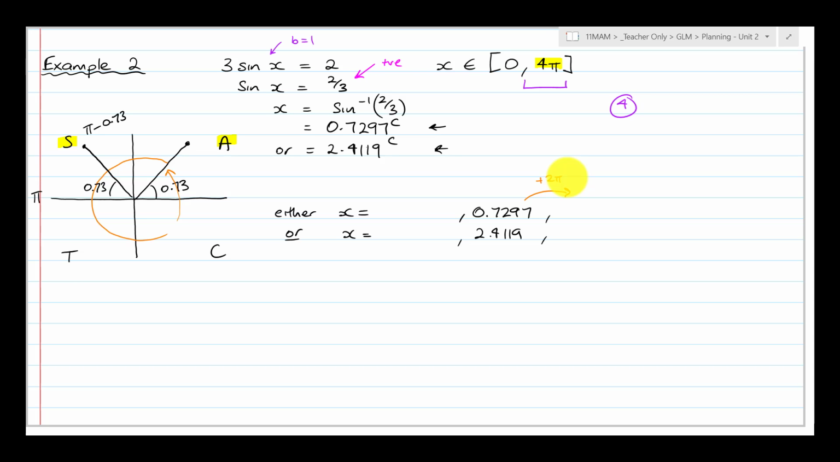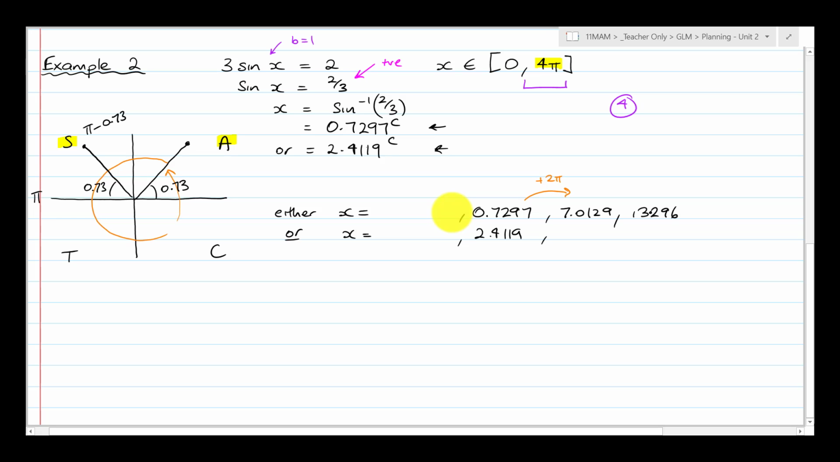297 plus 2 times shift pi, and I get 7.0128. Sorry, 7.0129. And my next solution is if I add another 2 pi, 13.296. And I can get a previous solution by subtracting 2 pi as well.